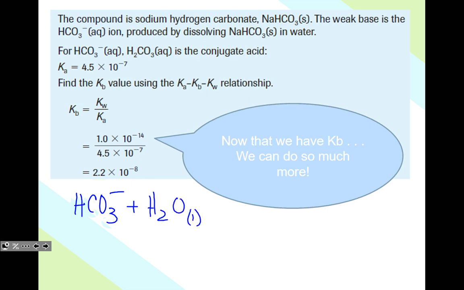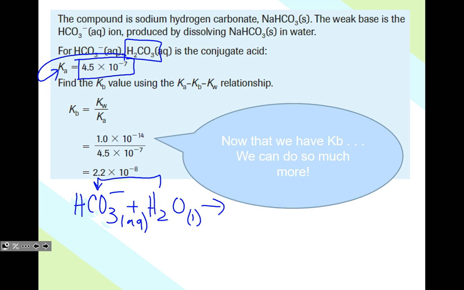Oops, and this is aqueous, right? What's going to happen? It's going to accept a proton, and then you are going to get your products. And you know just by looking at this that one of your products is right here, and that's your conjugate acid. You take that conjugate acid and you look it up and you find your Ka. Your Ka is 4.5 times 10 to the negative 7.